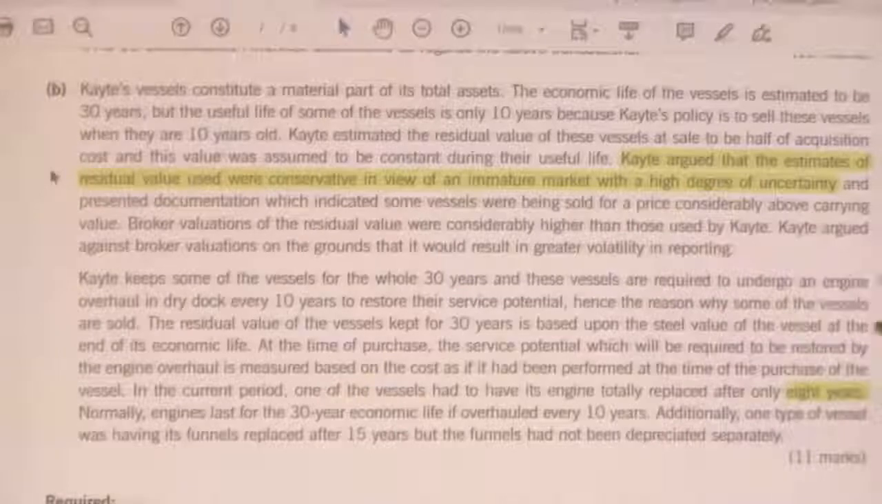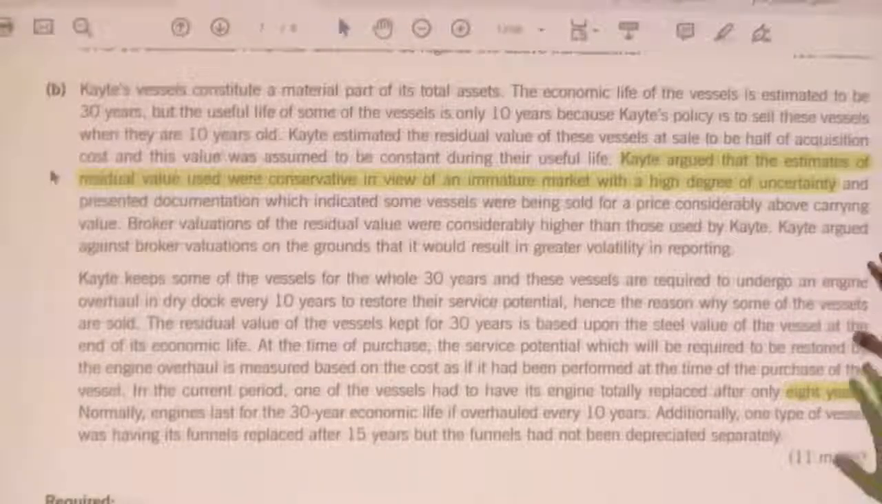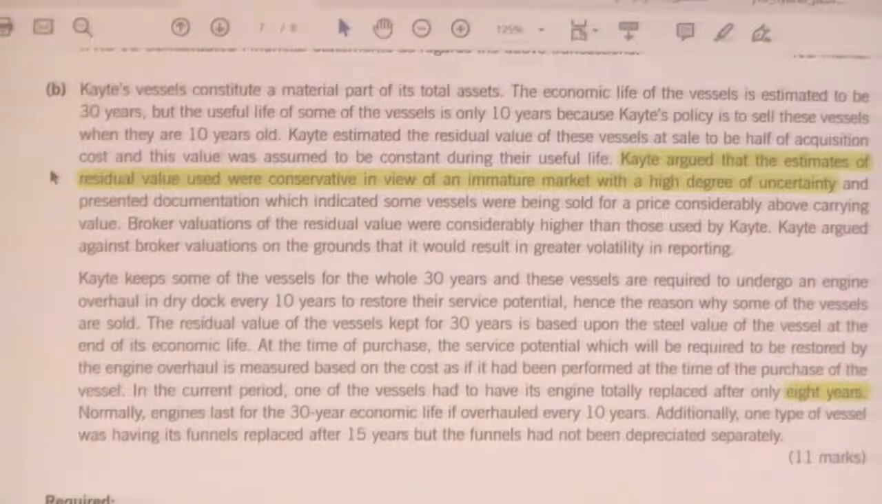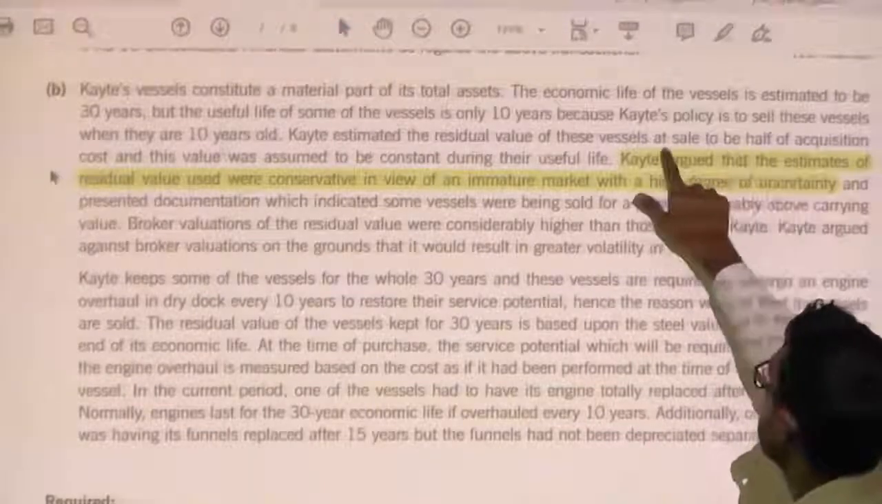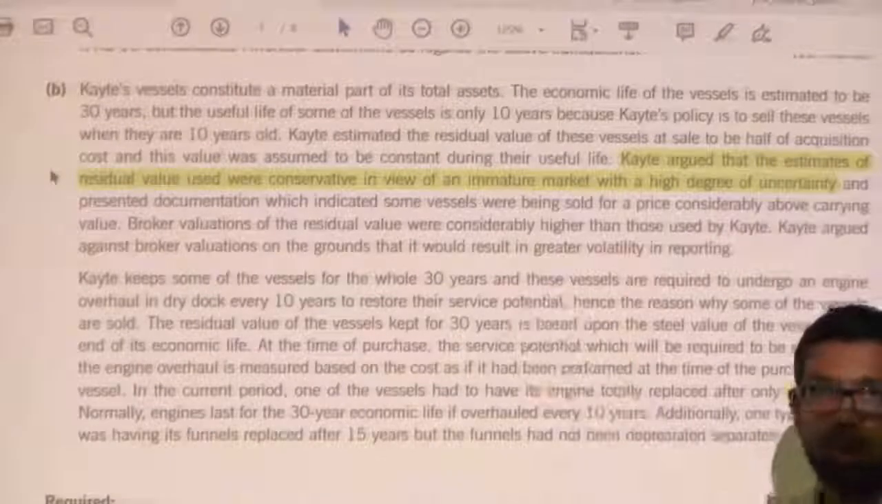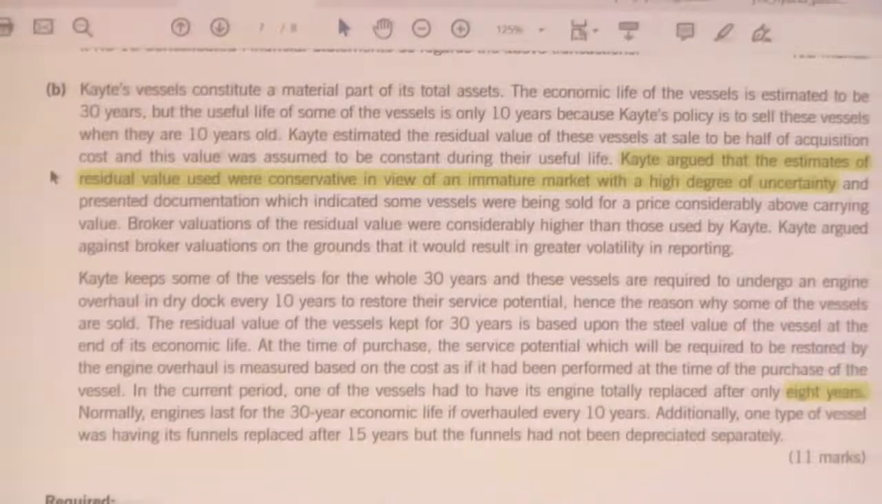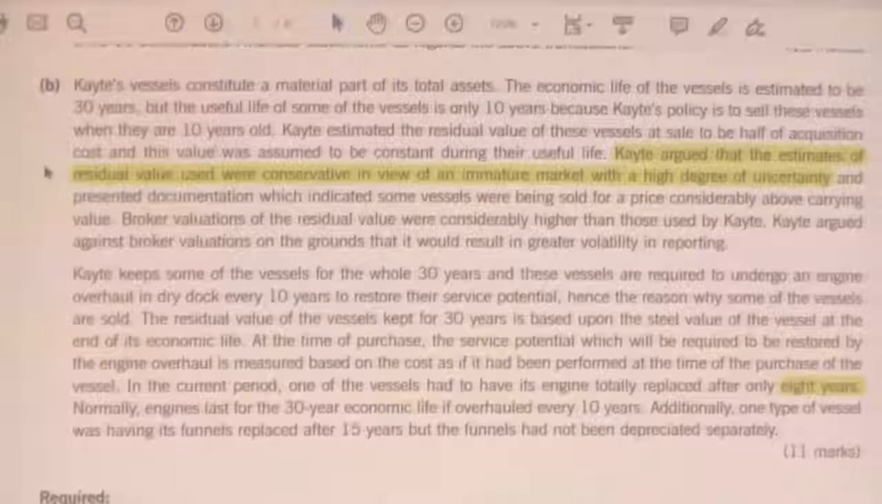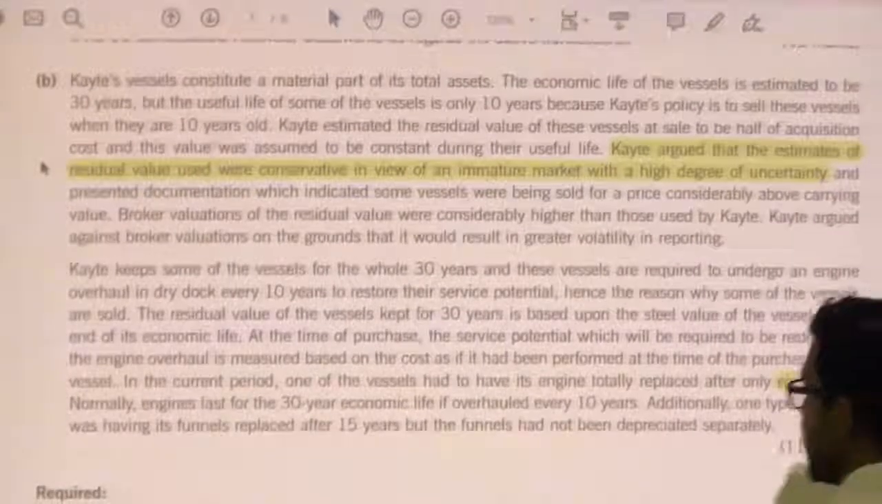The economic life of this vessel is estimated at 30 years, but the useful life of some of the vessels is 10 years, because Kite's policy is to sell the vessels after 10 years. Kite estimated the residual value to be half of the acquisition cost. Straight away they decided to take half of the value, but the broker has given a different valuation. Is it correct to take half of that value at the end of 10 years? What is the basis? No basis. They just assumed it. Totally wrong. That is what you need to discuss with the examiner.